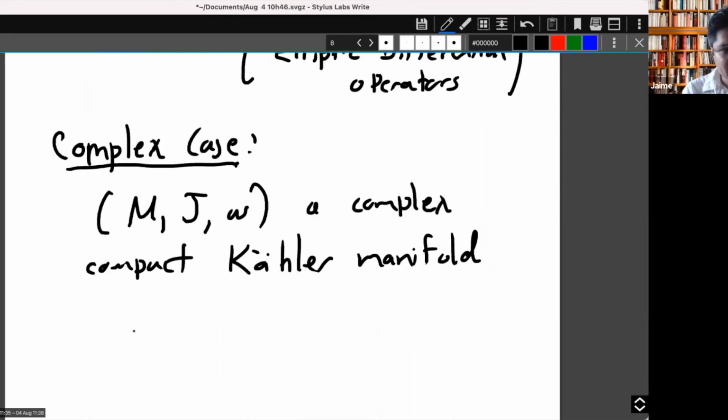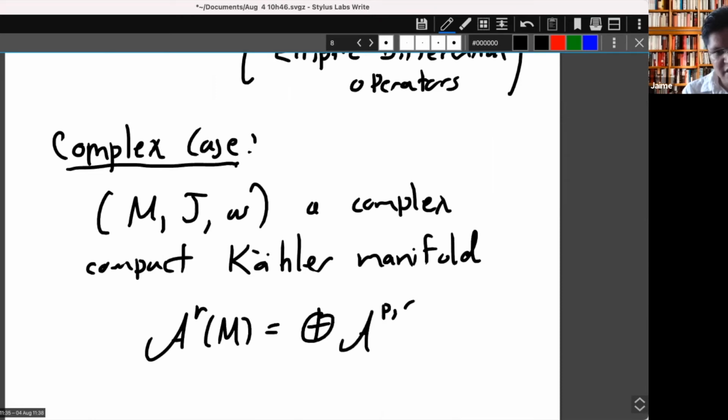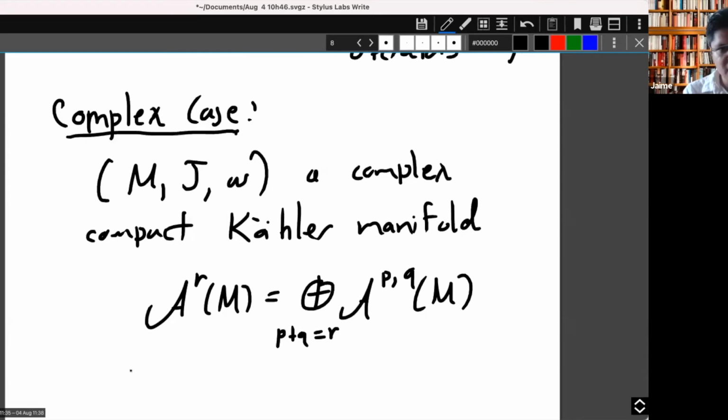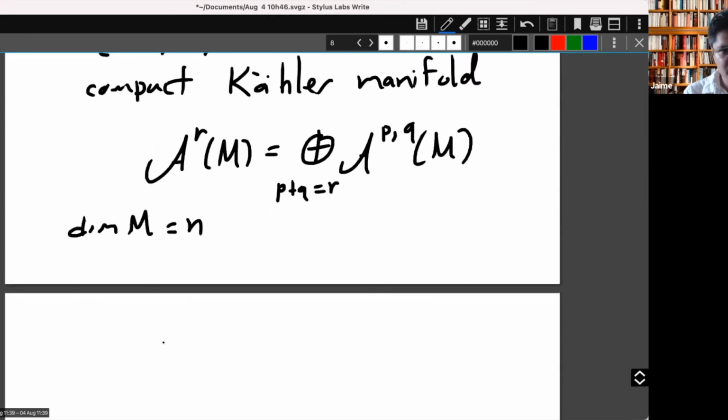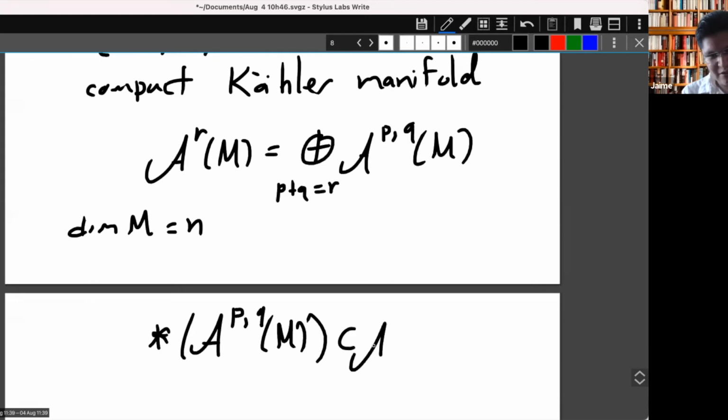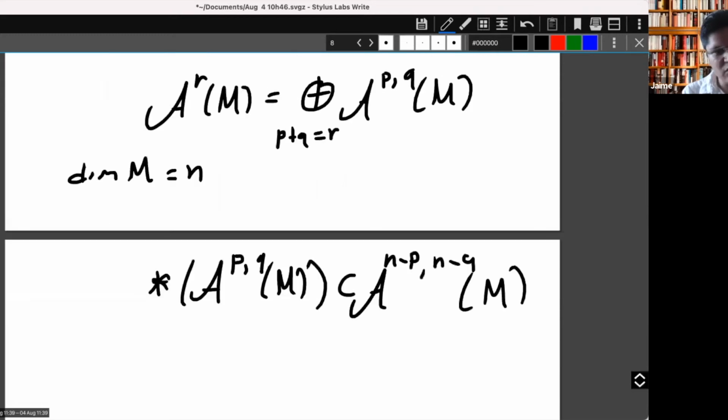So we have new groups now, right? Remember, when you have a form, you can write this as a direct sum of forms. Let's suppose that the dimension of our manifold is n, the complex dimension. So what if we apply the star operator, the Hodge operator, to one of these subspaces, right? Well, again, this is a fact. I'm going to state what the answer is. So this is going to be something in here. Again, this is more linear algebra.